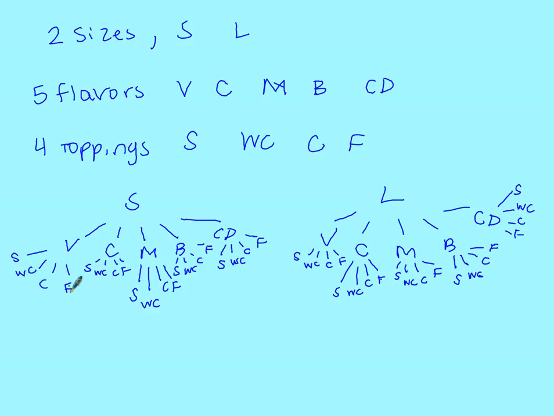If you went through and counted every single one of these possible options, because this is a sprinkle with vanilla with a small, a whipped cream with a vanilla with a small, there's going to end up being 40 different options there. And to prove that that's our fundamental counting principle, we take our 2 sizes, multiplied by our 5 flavors, multiplied by the 4 toppings. 2 times 5 is 10, and 10 times 4 is 40. So there's 40 possible sundaes here at this ice cream shop.